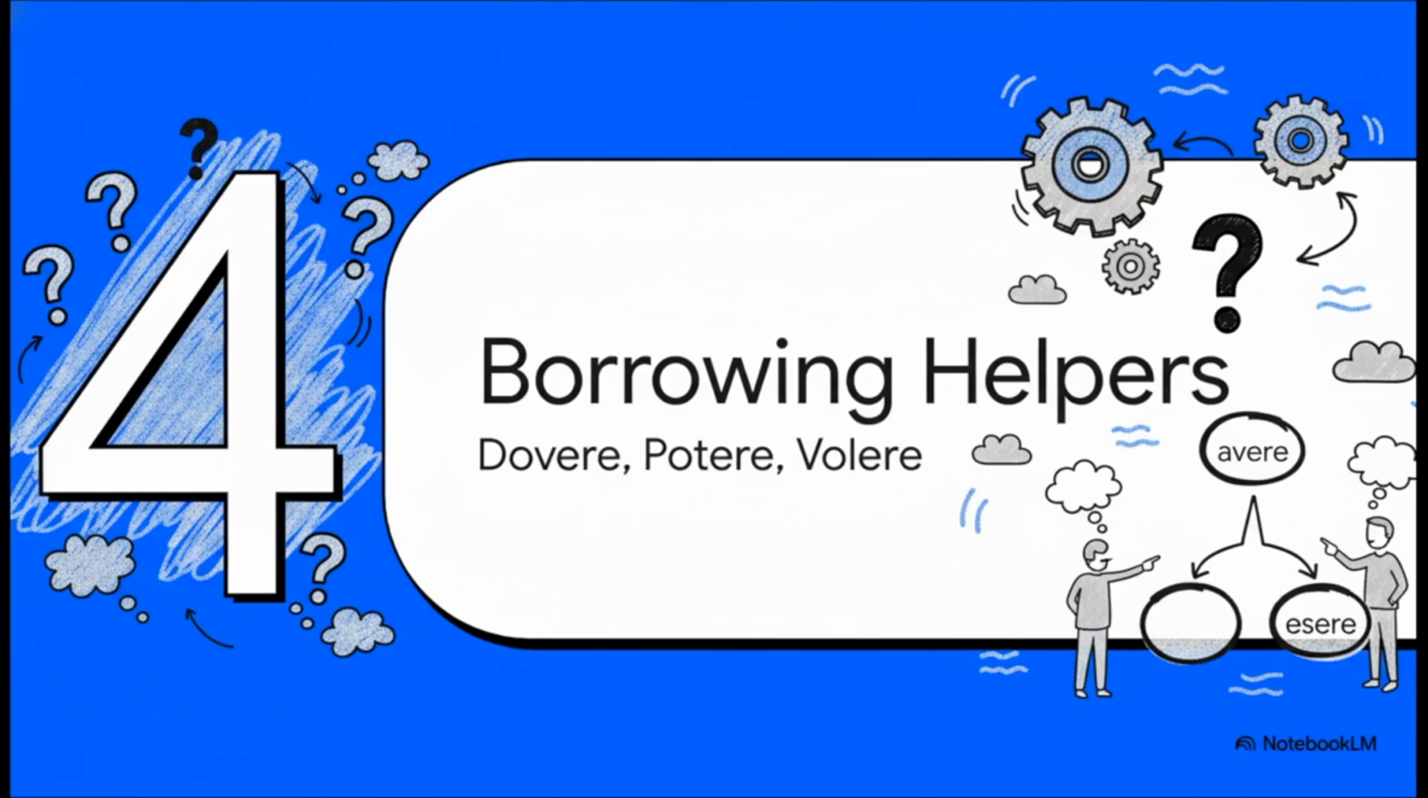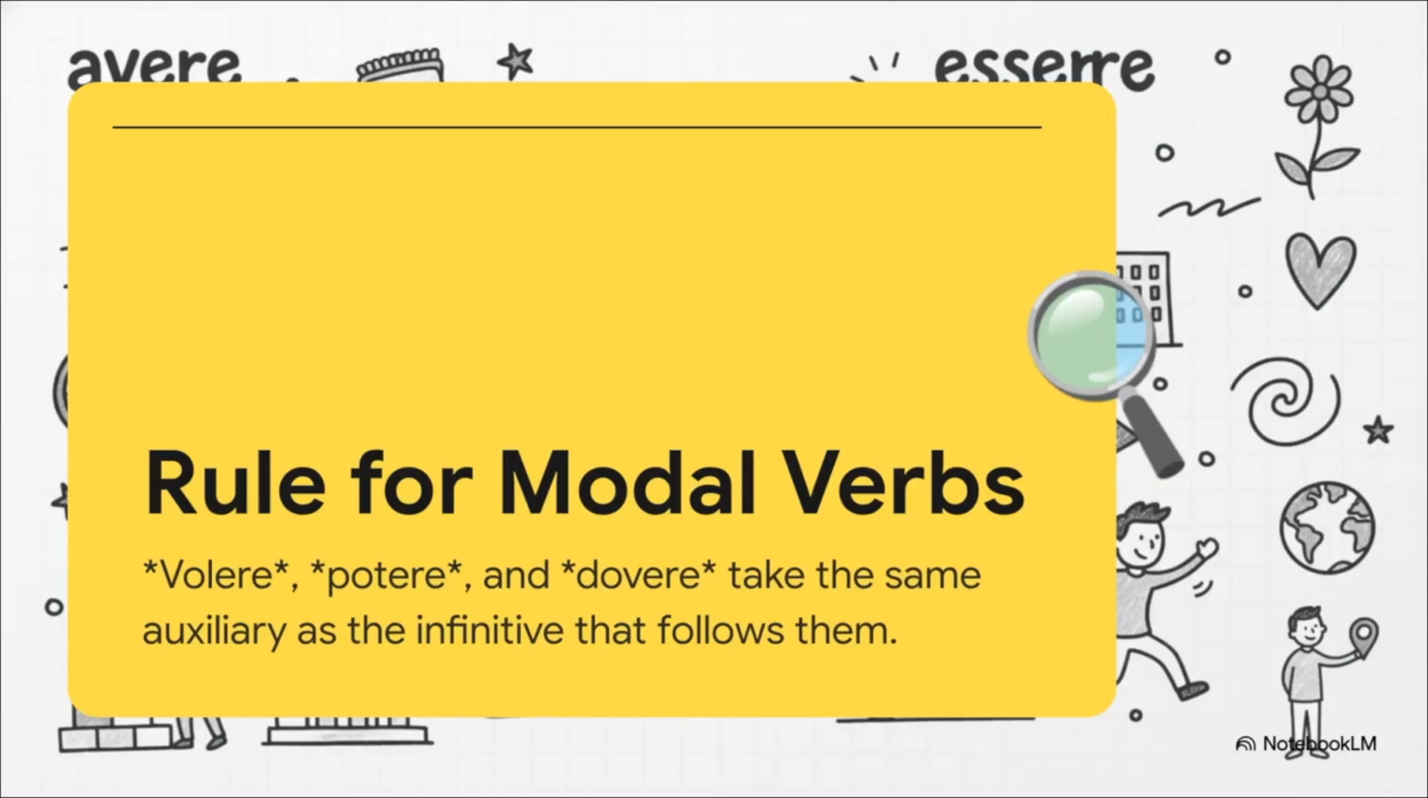All right, you're doing great. Let's add one final piece to this whole puzzle. We've got these other verbs, right? The modal verbs, like must, can, want, dovere, potere, volere. What happens when they show up? How do they choose between avere and essere? Well, you're gonna love this because the rule here is actually so simple.